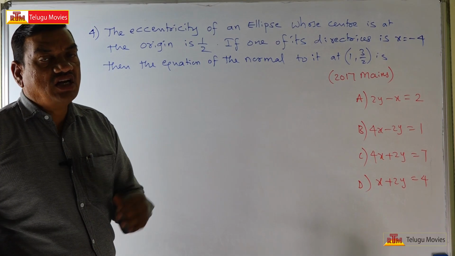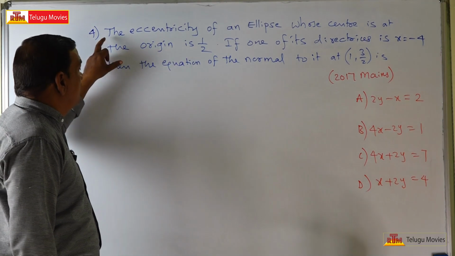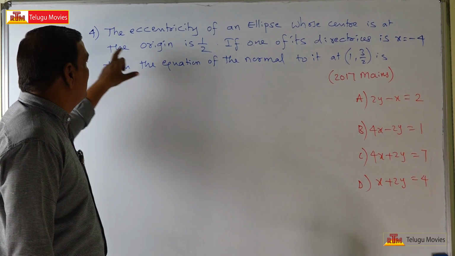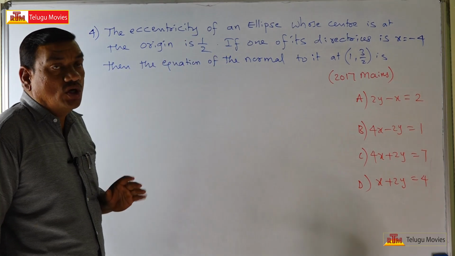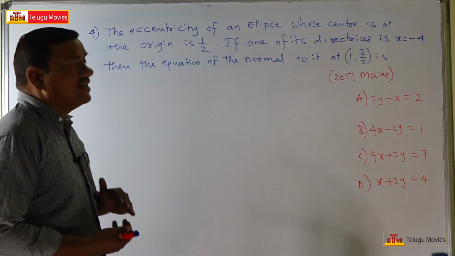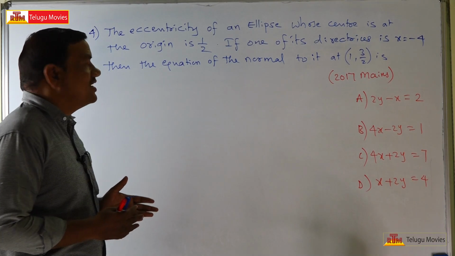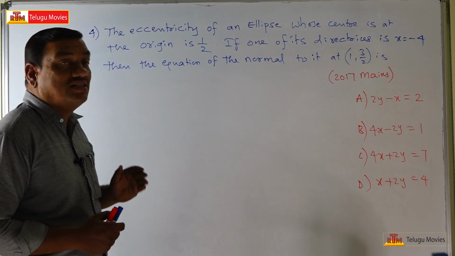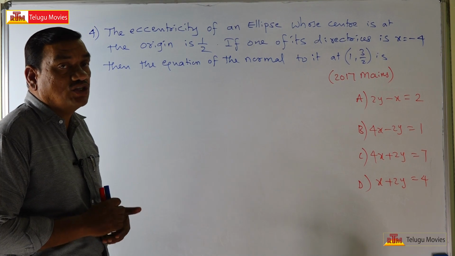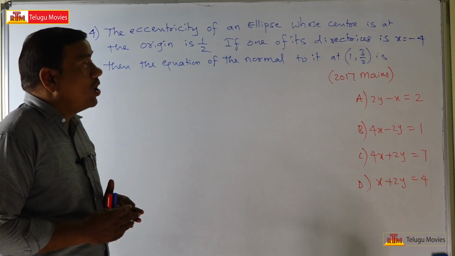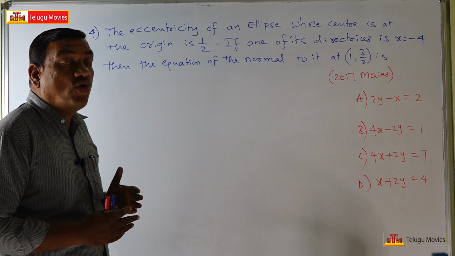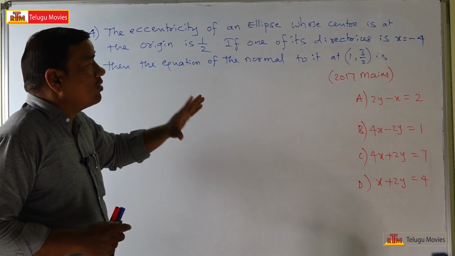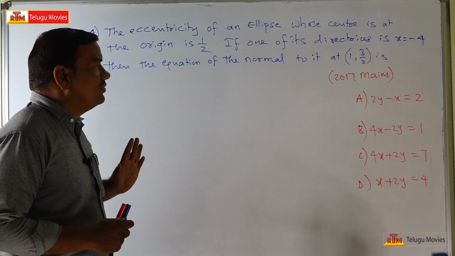Dear students, welcome to the fourth problem. The eccentricity of an ellipse whose center is at the origin is 1 by 2. If one of its directrices is x equals minus 4, a line parallel to the y-axis that lies 4 units to the left of the y-axis, then the equation of the normal to it at (1, 3 by 2) is.